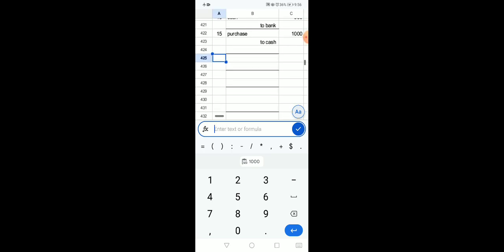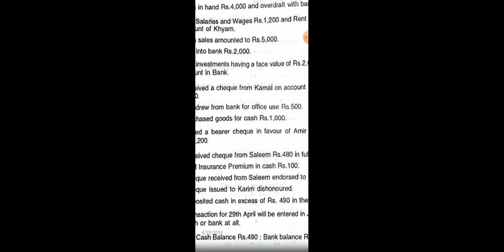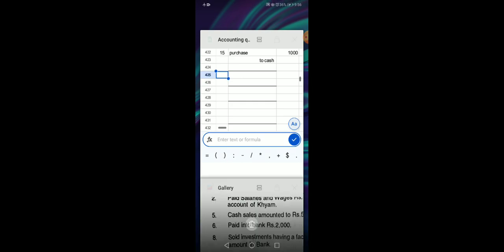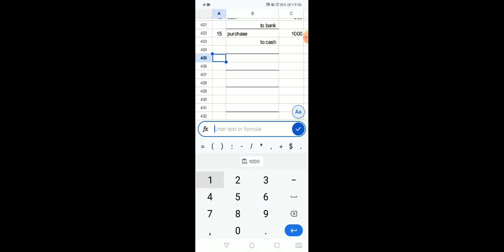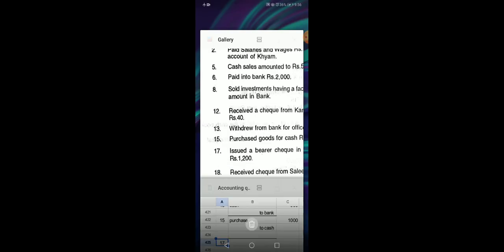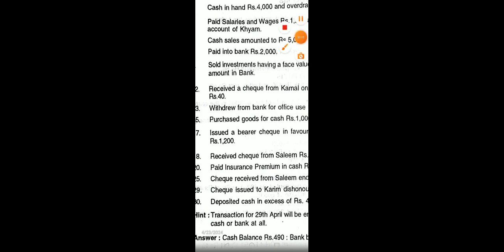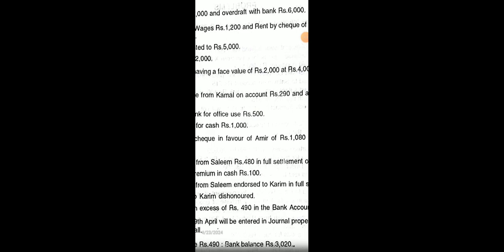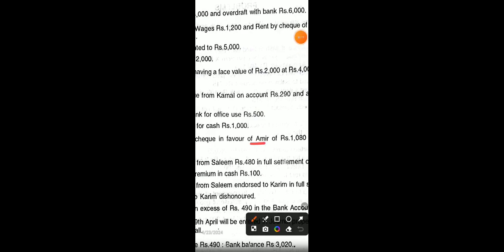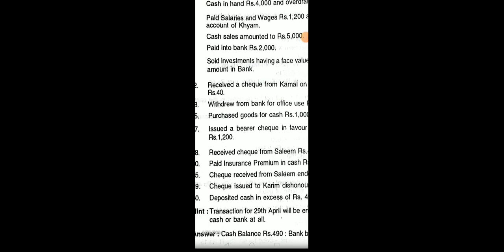All right, 15th entry is completed. What is next for us? That is 17. Let's put the date first. 17 in the date column. 17 is saying issued a bearer check. Issued a bearer check in favor of Amir 1080 in full settlement of rupees 1200.